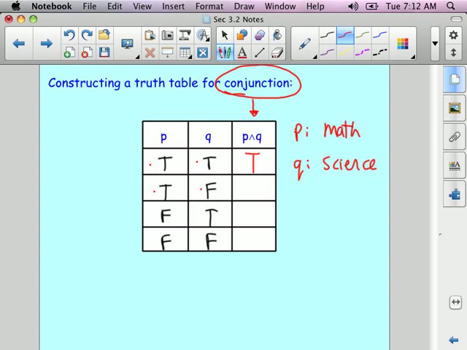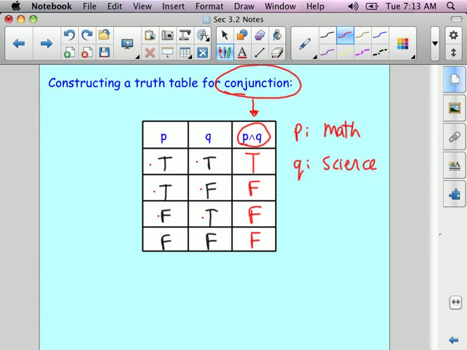I said math and science. That means I have both. So if Q is false, this whole statement, the P and Q as a whole, is false. I'm lying if I say that I have both. Similarly, if I don't have math, but I do have science, and I say I have math and science, I'm lying. And finally, if I don't have either, then I'm clearly lying as well. So if I don't have any type of homework, saying I have math and science is just plain wrong.